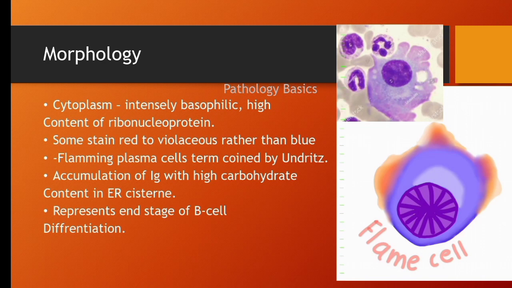Plasma cells have a distinctive pinkish orange hue in the outer rim of the cytoplasm, and this is due to the accumulation of precipitated immunoglobulin. Plasma cells are terminally differentiated B lymphocytes.